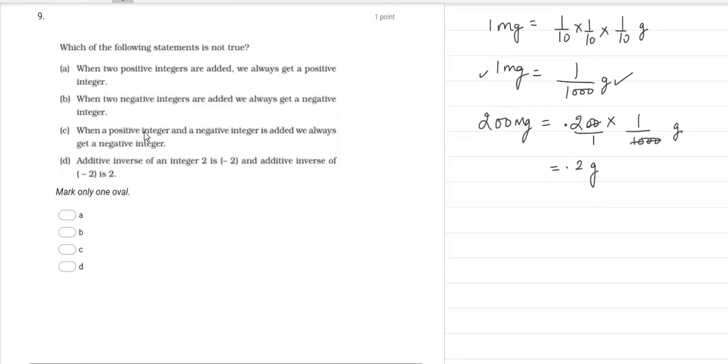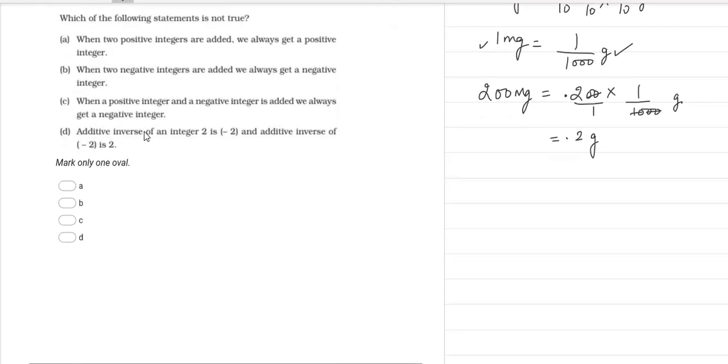Now question number 9. Which of the following statements is not true? When two positive integers are added, we always get a positive integer. It is obviously correct. Suppose we add plus 2 and plus 5, obviously you will always get a positive answer only, that is 7. You can never get a negative answer. So this statement is true always.